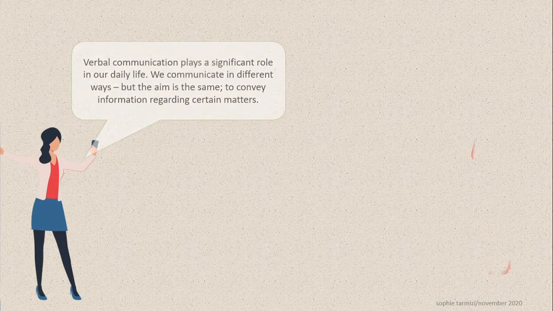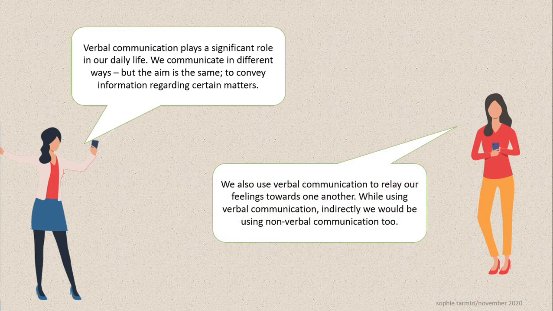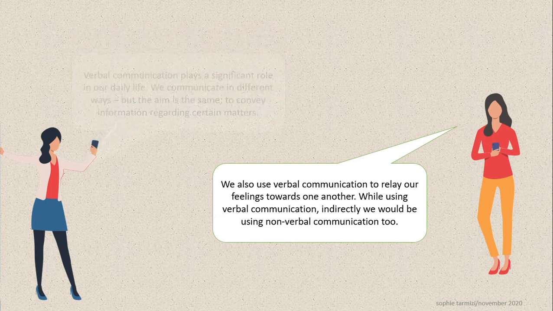Verbal communication plays a significant role in our daily life. We communicate in different ways, but the aim is the same, to convey information regarding certain matters. We also use verbal communication to relay our feelings towards one another. While using verbal communication, indirectly we would be using non-verbal communication too.